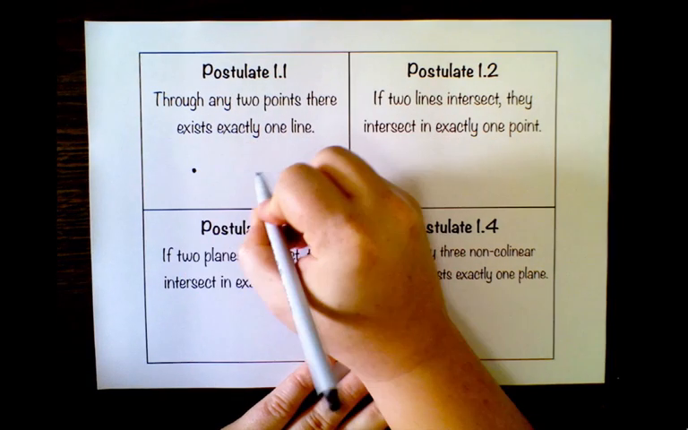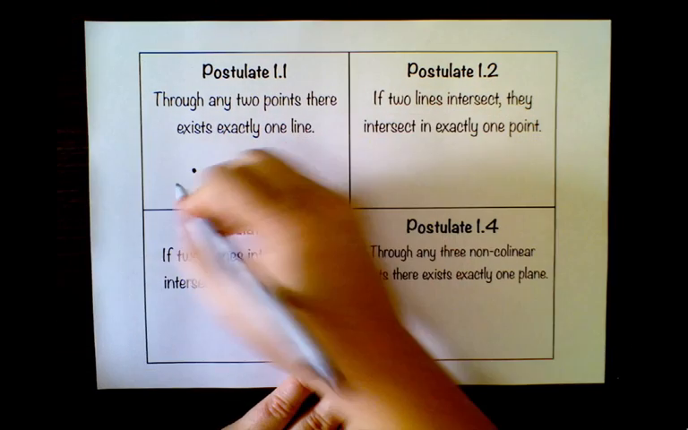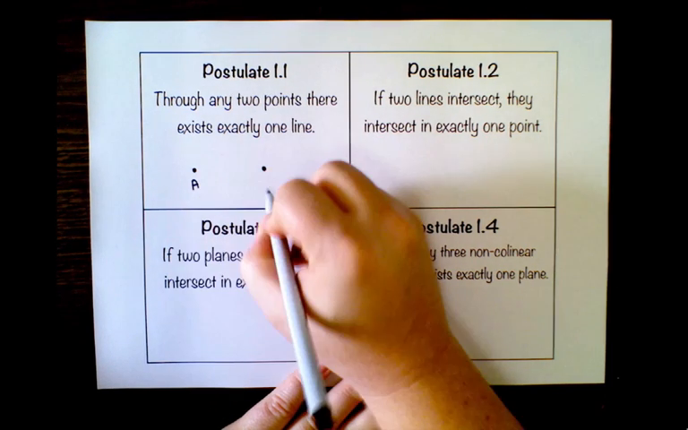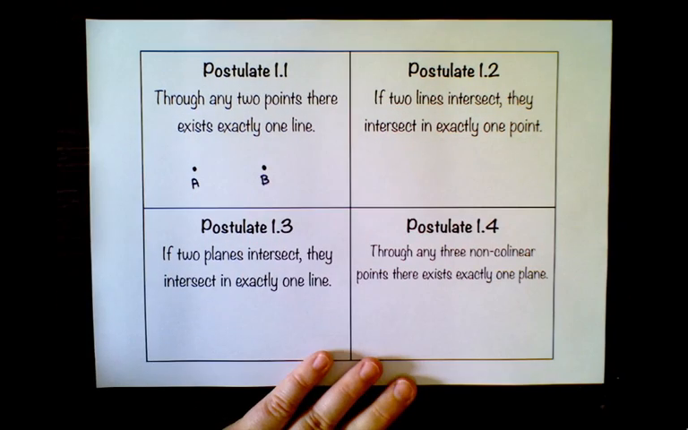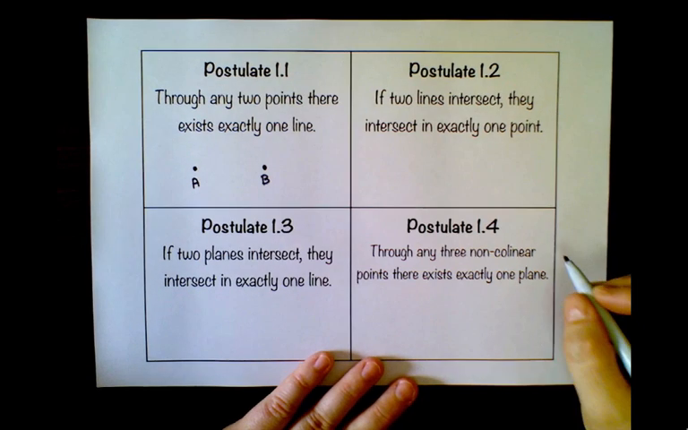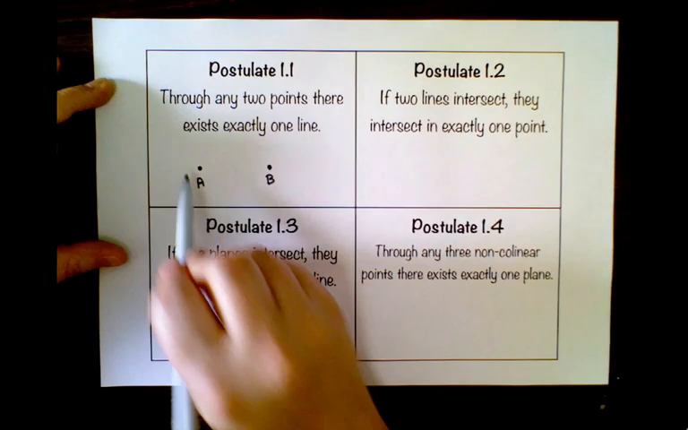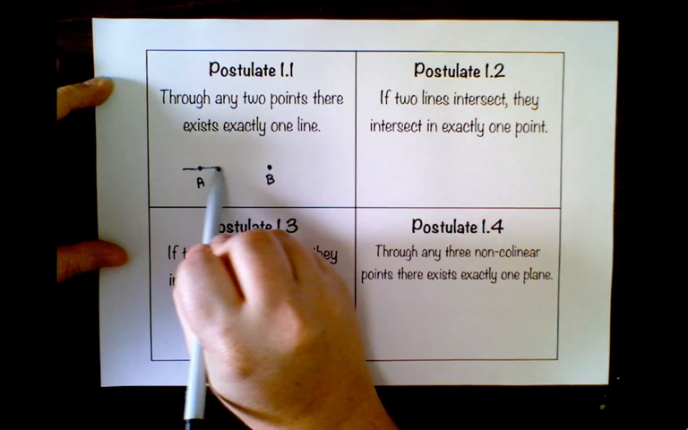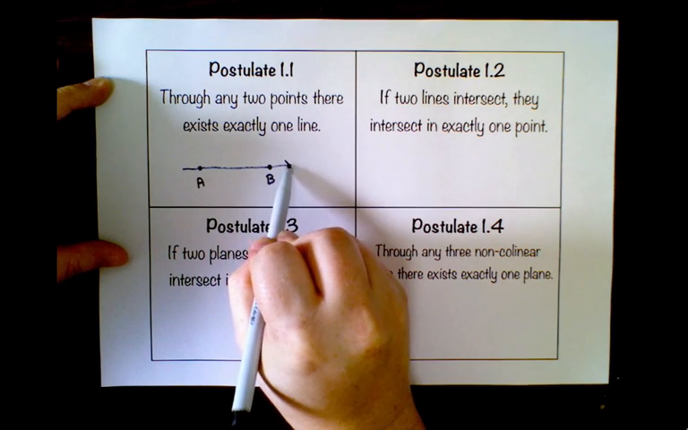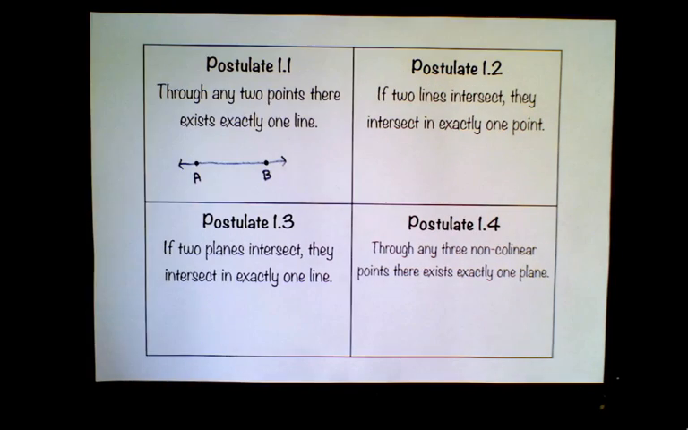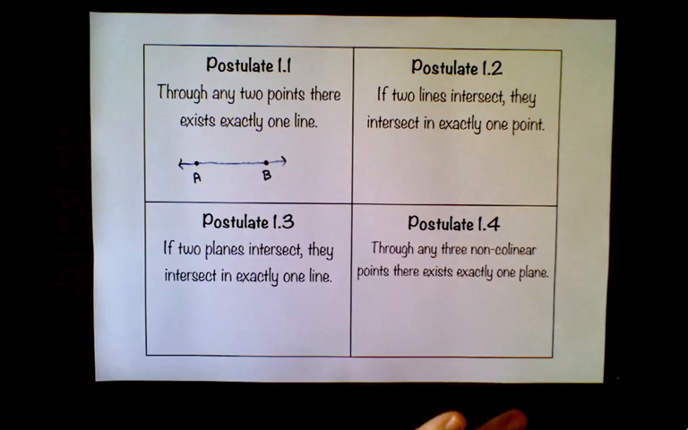So let's say I have 2 points. I'm going to call them A and B because I completely lack originality. If I want to connect those points with a straight line, there's only one way I can do that. I should have a ruler, but I don't, so pretend with me that that line is straight. Okay, so through those 2 points, there's only one straight line that connects them.